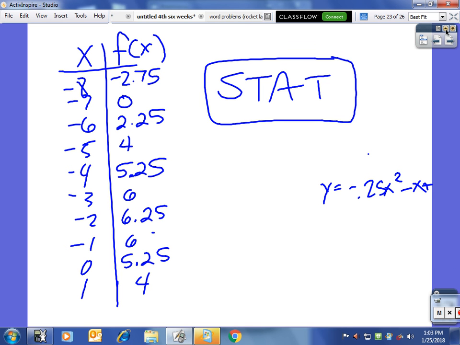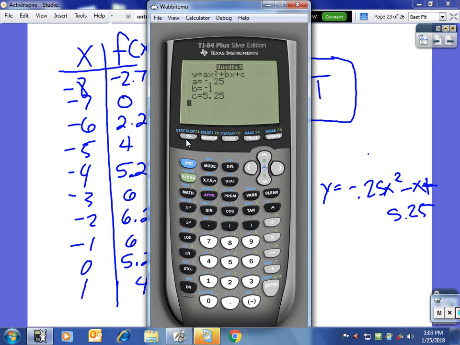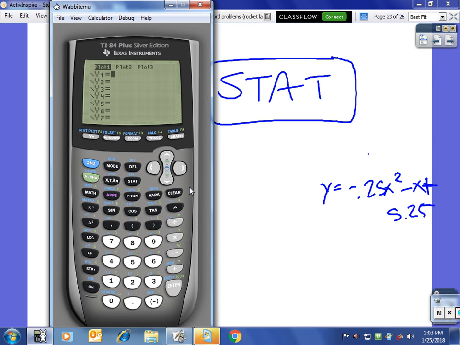I'm running out of space here. Plus 5.25. Please go to y equals and let's enter that. Y equals negative 0.25 x squared minus x plus 5.25. And now when I graph it, it should go right through those points. Remember, go to stat, calculate. We were looking at the quadratic regression and hit enter a bunch of times and it tells you what A, B, and C are right there. And then write those down somewhere and then enter it. And sure enough, look at that.